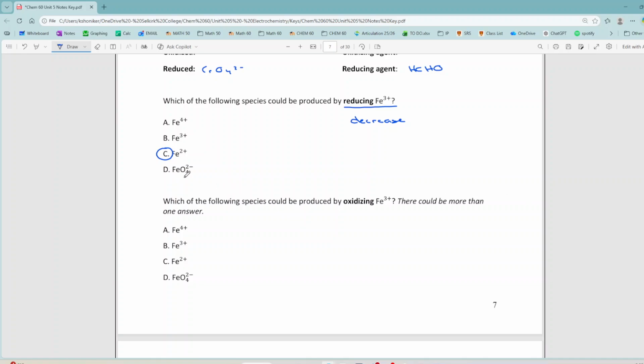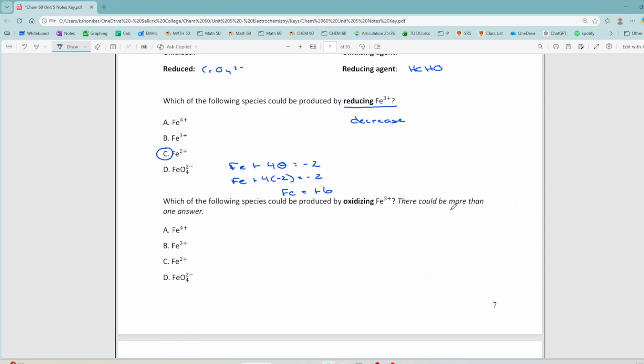Now we should check the FeO4 2-. So this would be iron plus 4 oxygens is equal to -2. So it's going to be iron plus 4 of the -2 charge is equal to -2. Add 8 to both sides, and we end up with the oxidation number on this iron of +6. So it is not less than +3. So it cannot be the product of the reduction of Fe3+.